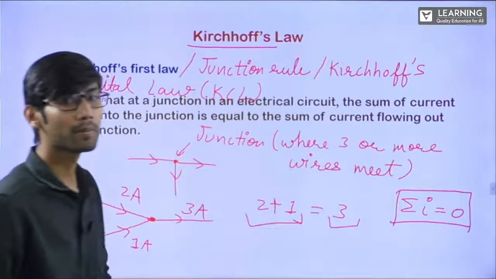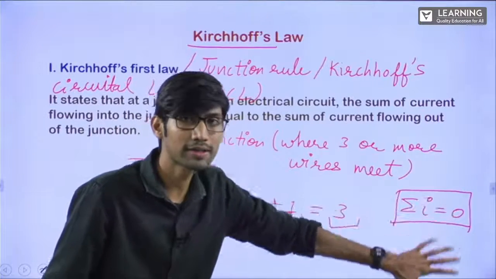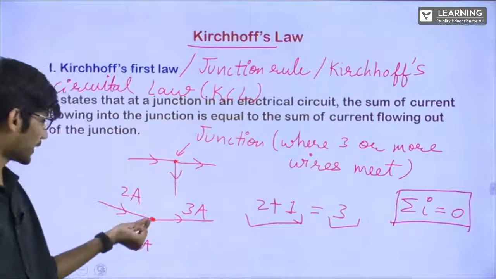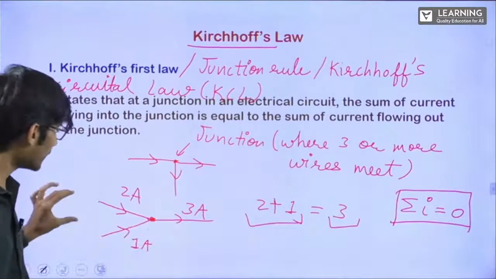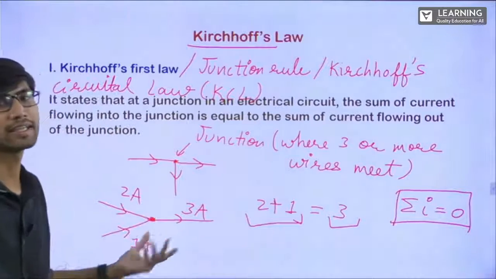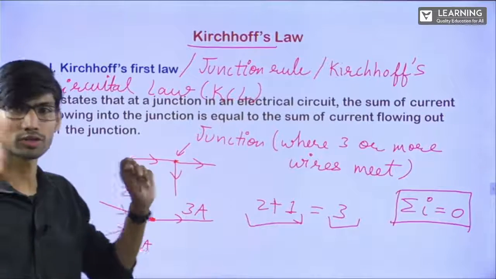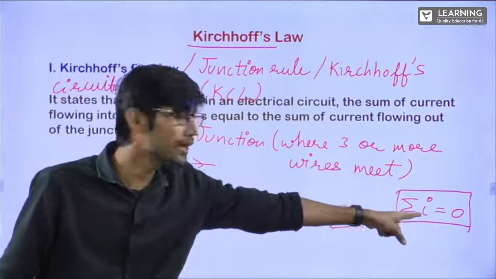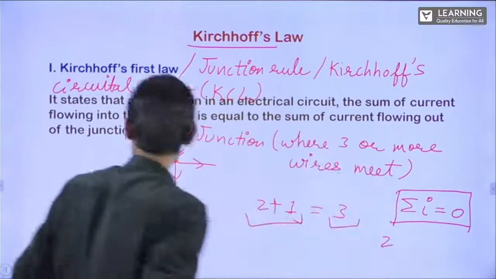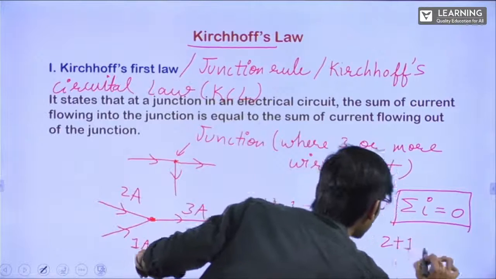In some books it is written sigma I is equal to 0. What does this mean? When they write sigma I is equal to 0, what they say is, take one direction of current, like if there is a junction, the current which is entering the junction, take it as positive, and the current which is exiting the junction, take it as negative. Taking that sign convention, sigma I will come as 0. See here, this 2 is entering, so I will take plus 2. This 1 is also entering, so I will take plus 1.